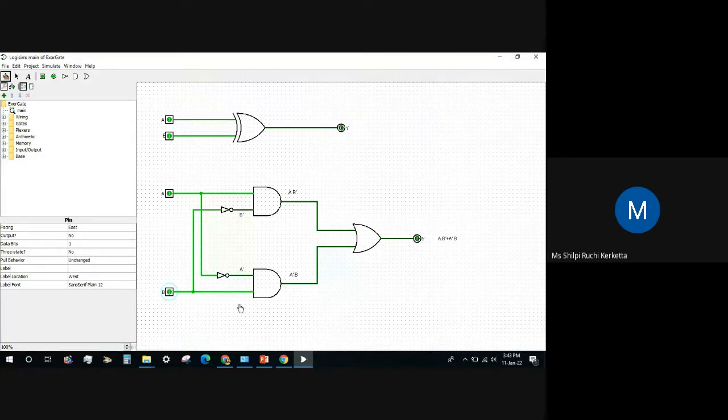So this is a complete XOR gate, and in smaller form, this is how they make the XOR gate. This is the big circuit, and in smaller form they make it like this, an integrated circuit. So this is how we are making bigger circuits into smaller circuits.